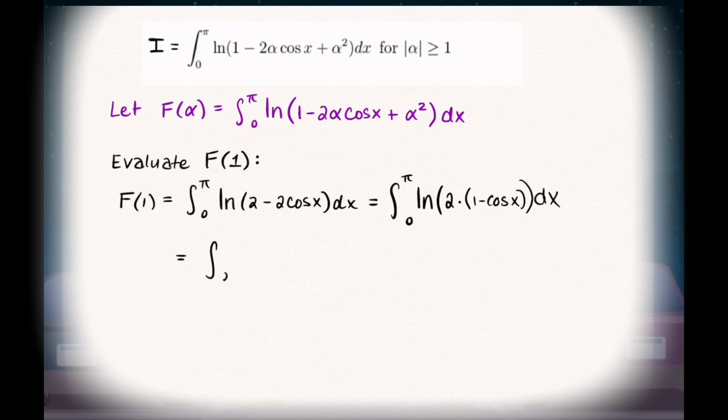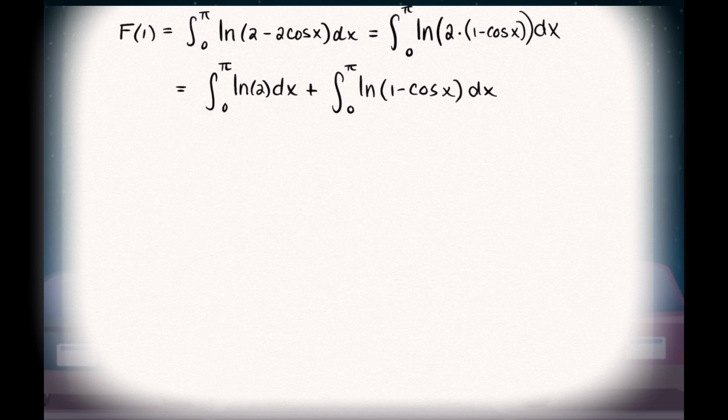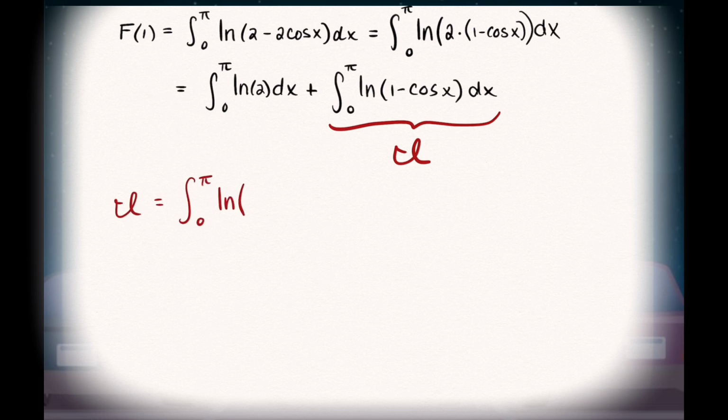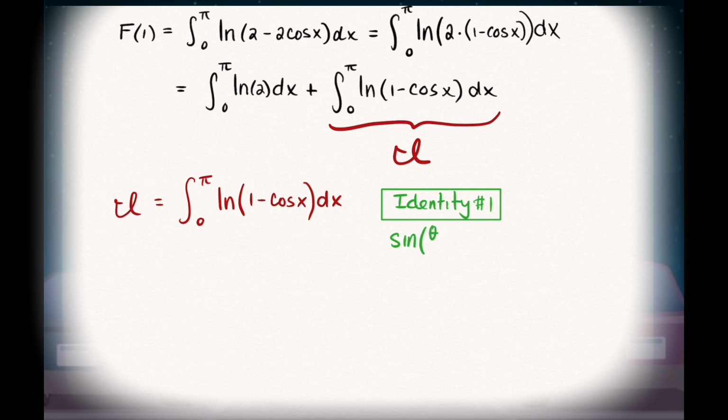So f of 1 is going to be the integral from 0 to pi of the natural log of 2 minus 2 cosine x. And splitting up the integrand using natural logarithm rules, we can separate them into two integrals. We'll call the second integral cursive I. So cursive I is going to be the integral from 0 to pi of the natural log of 1 minus cosine x. And we're going to use identity number 1 here, which is the half angle formula for sine.